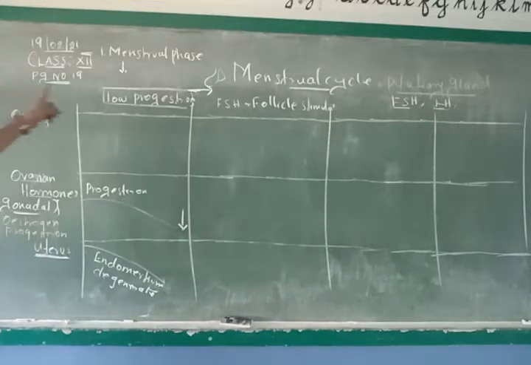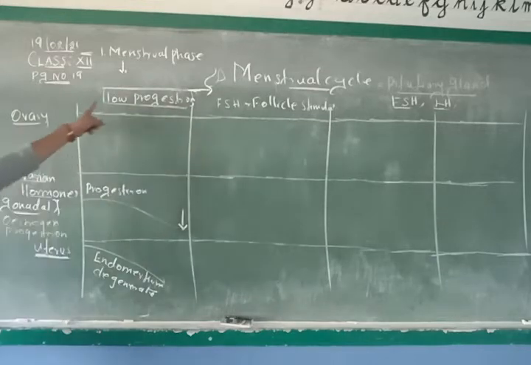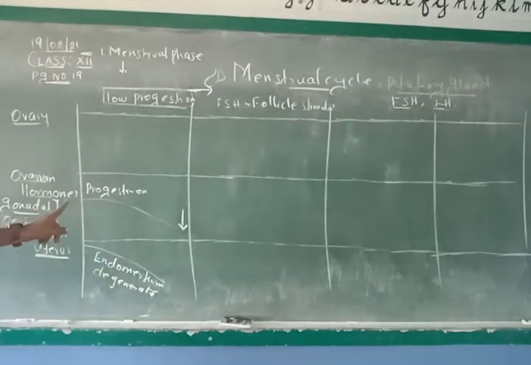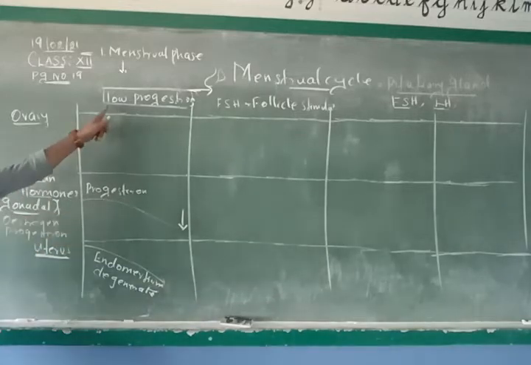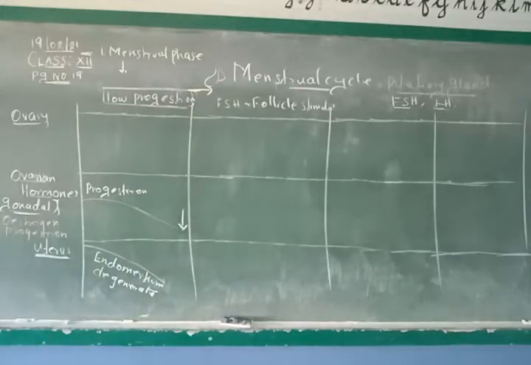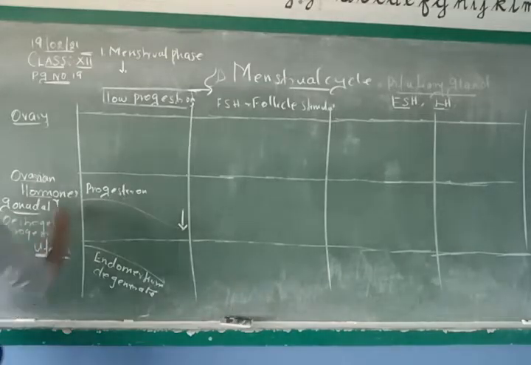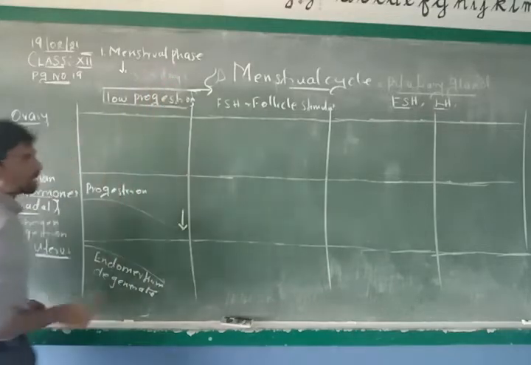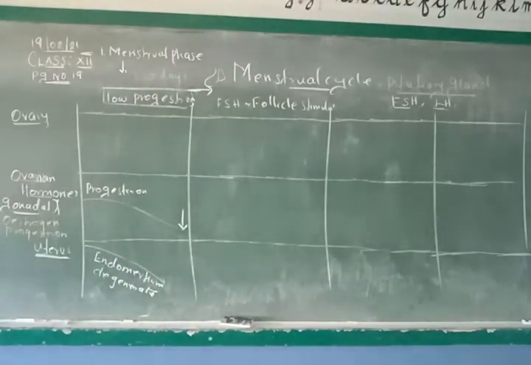Clear? So the first phase in the menstrual cycle is called the menstrual phase. In the first phase, in the uterus, the endometrium goes off because the progesterone level decreases. This low progesterone will stimulate the pituitary gland to secrete the hormone called follicle stimulating hormone. This phase takes place between 3 to 5 days.